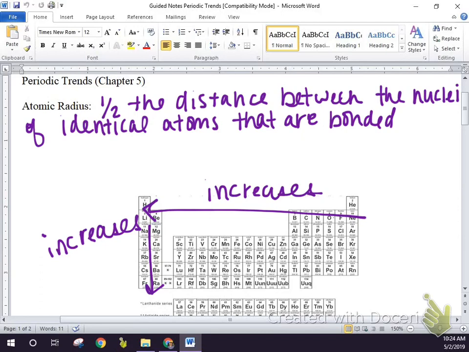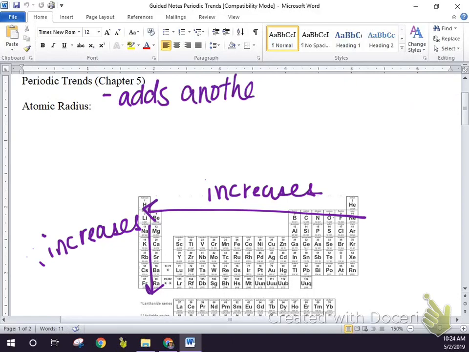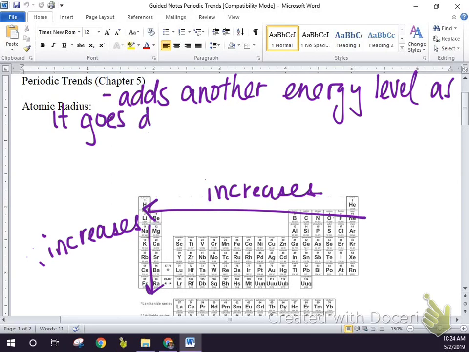Okay, so let me write out the explanation here. Adds another energy level as it goes down a row on the periodic table. I just abbreviated periodic table, PT. Okay, so it adds another energy level, or you could say shell, as it goes down on the periodic table. So that's an automatic and easy way for us to see, oh yeah, our atomic radius is increasing because we're adding a whole other shell to the outside.